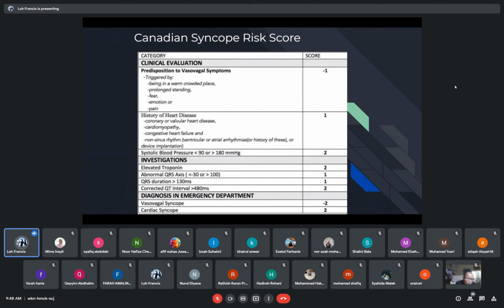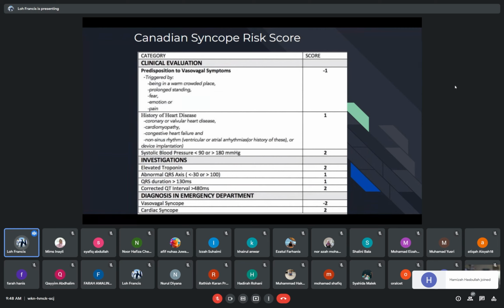An ECG showing an abnormal QRS axis will add 1 mark. Any QRS duration more than 130 milliseconds will be 1 mark. Any corrected QT interval of more than 480 milliseconds will be 2 marks. If the final diagnosis by the ED physician is vasovagal syncope, it will be minus 2 marks. And if it's diagnosed as cardiac syncope, it will be positive 2 marks.